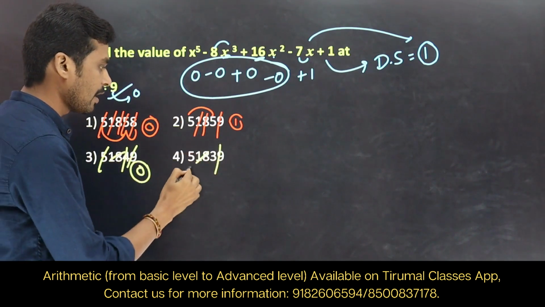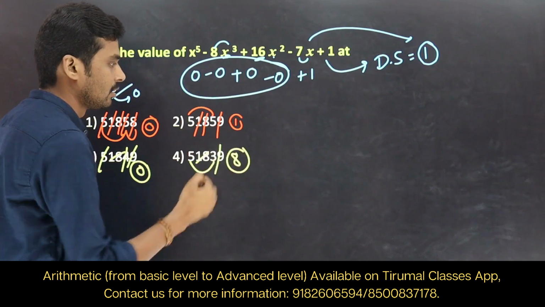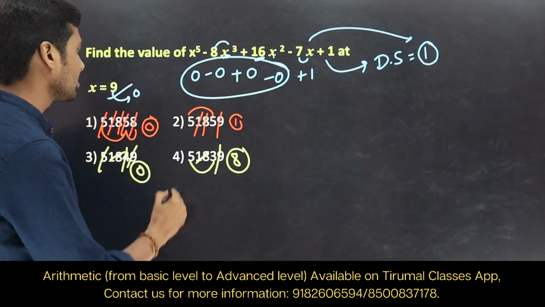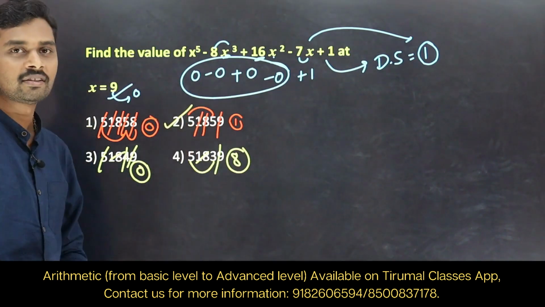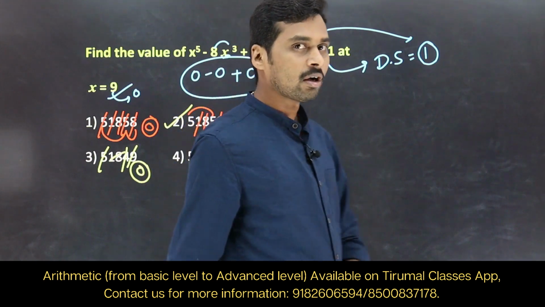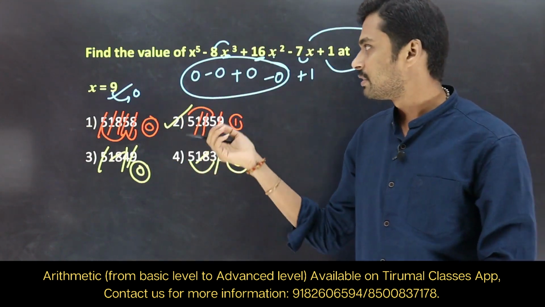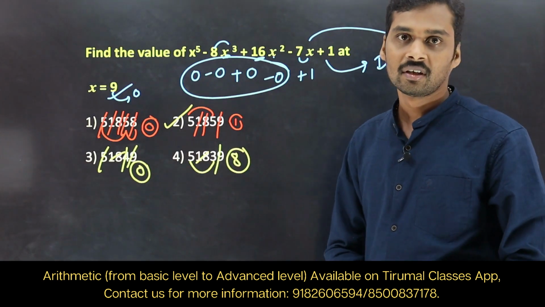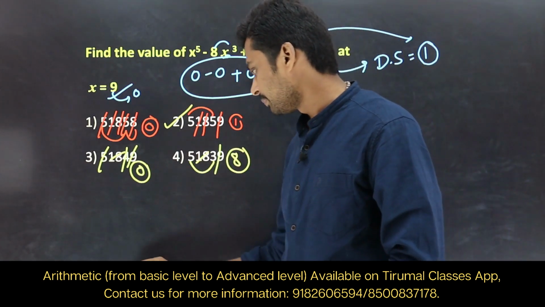Let's take the next one. 8 plus 1 is 9. 5 plus 3 is what? 8. Okay. So the required DS value is what? 1. So we have it in the second option. So clearly the right answer is what? Second option. Okay. So again it is an algebraic expression. So we are simply applying the DS concept, we will get the answer within a fraction of seconds. Okay, let's go to the next problem.